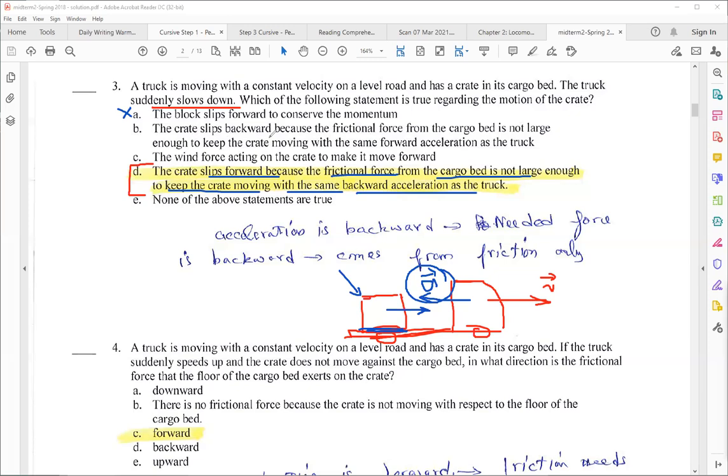The crate slips backward because the frictional force from the cargo bed is not large enough. But you see here, it says that the crate slips backward. So it doesn't slip backward, it slips forward. So we're canceling option B. And then the wind force acting on the crate to make it move forward. That's not true, so it's not the fault of the wind. And of course, we're rejecting option E because option D looks more like the correct answer. Now, this is then question 3.